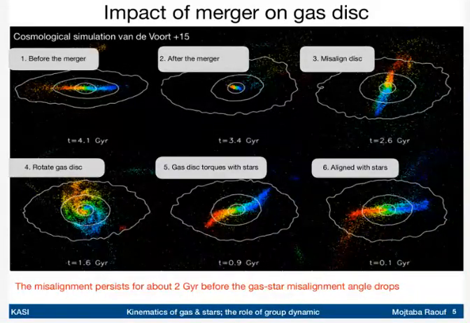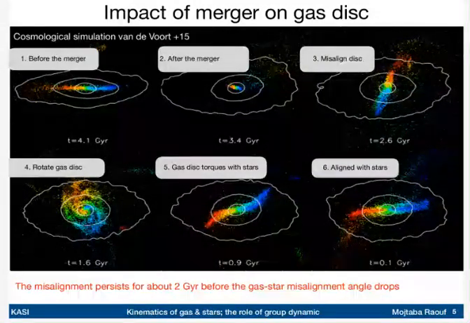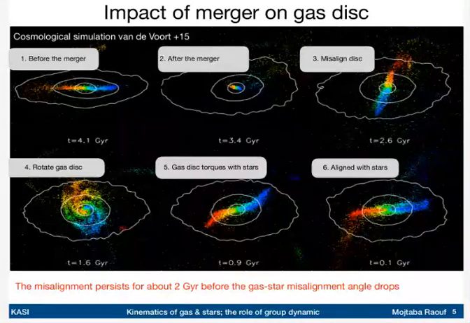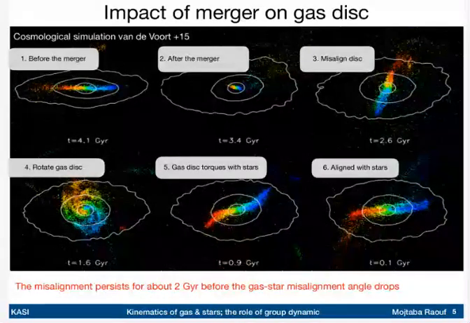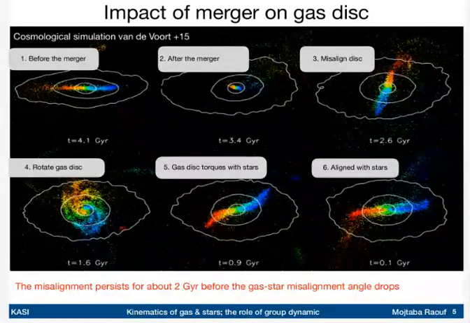So you can see these formations and this impact of mergers on the gas particle disk. Roughly speaking, the misalignment persists for about 2 gigayears before the gas-star misalignment angle drops.